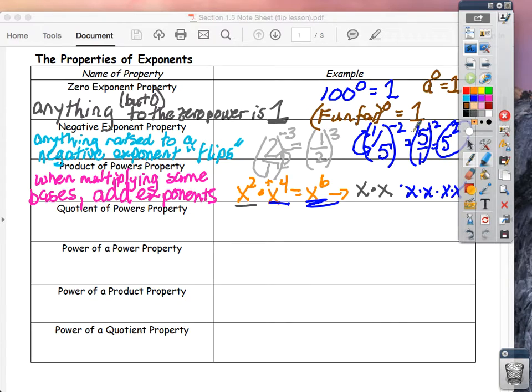Okay. Quotient property. When dividing same bases, you are going to subtract the exponents.